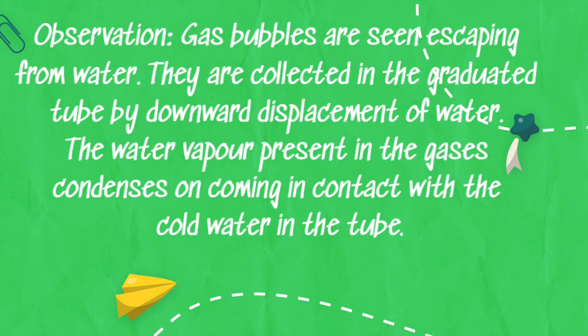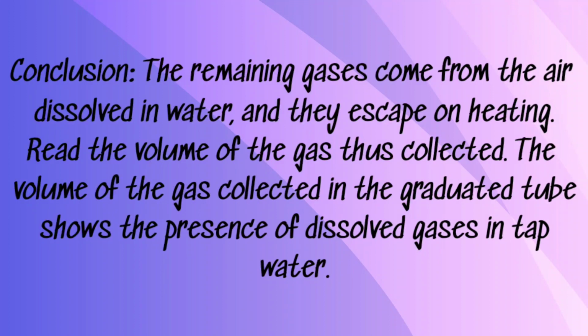Observation. Gas bubbles are seen escaping from water. They are collected in the graduated tube by downward displacement of water. The water vapor present in the gases condenses on coming in contact with the cold water in the tube. Conclusion. The remaining gases come from the air dissolved in water and they escape on heating.